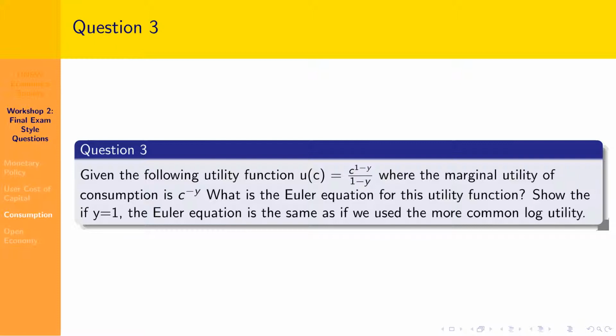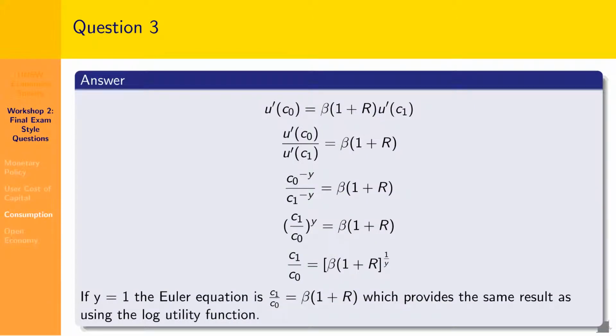Question 3. Given the following utility function, where the marginal utility of consumption is c to the power of minus y, what is the Euler equation for this utility function? Show that if y is equal to 1, the Euler equation is the same as if we used the more common log utility. The basic Euler equation is shown below, where the marginal utility of C0 is equal to beta multiplied by 1 plus the interest rate multiplied by the marginal utility of C1.